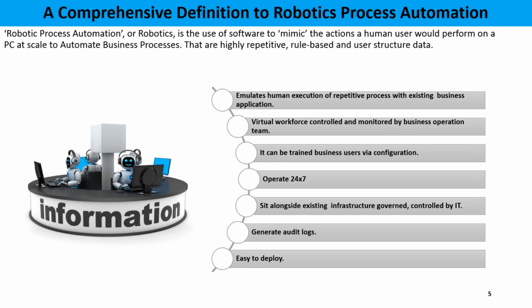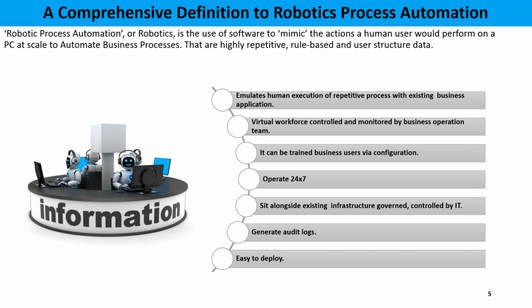This is the full concept of what RPA, robotic process automation, is, and on which processes it can work. If you are talking about what the RPA concept is, it emulates human execution of repetitive processes with the existing business application. What the human people are doing currently, these repetitive processes will be replaced by robots working with the existing business application. That means if the operations have the business application, then those kinds of things can be automated by using the robots.